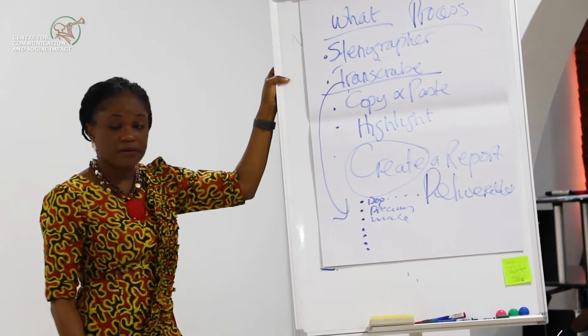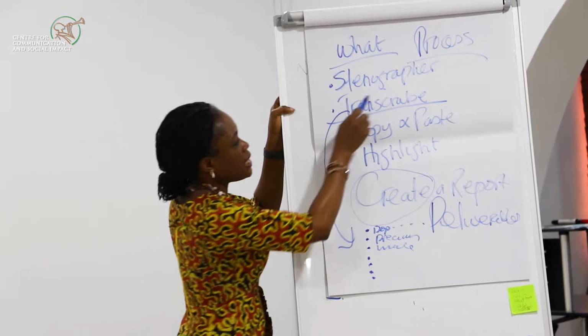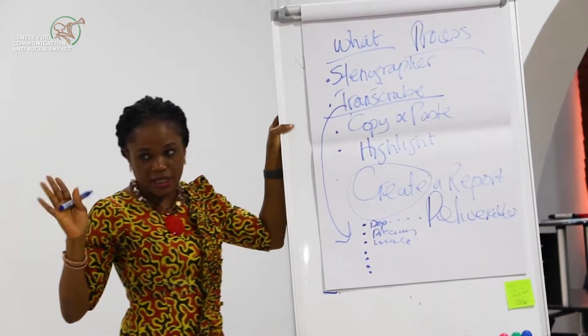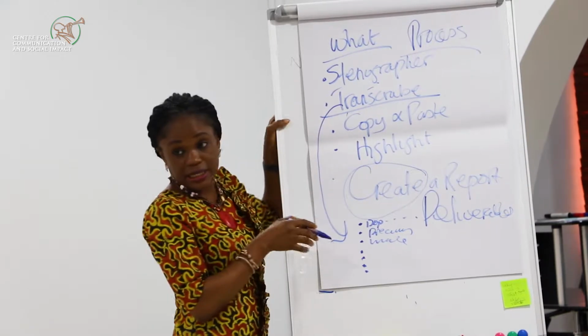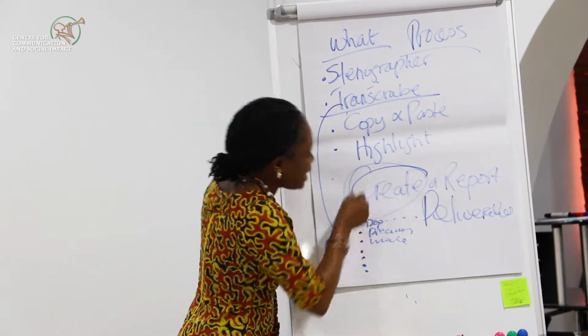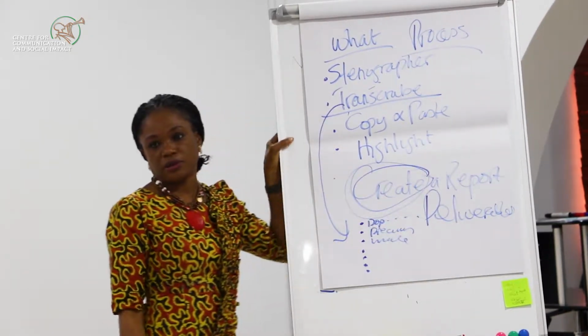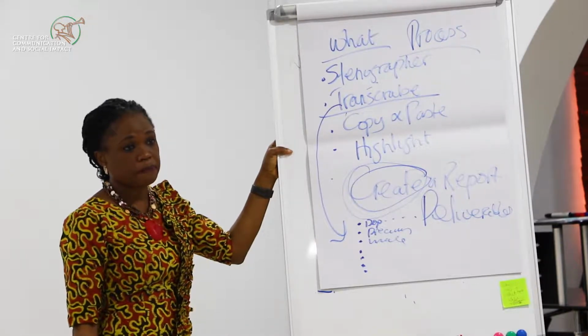Okay? So there are different levels. There are instances where the processes are needed. I'm not saying they are not, but for programmatic reports, and you have all those audiences in mind, you need to create your report. Any contributions?